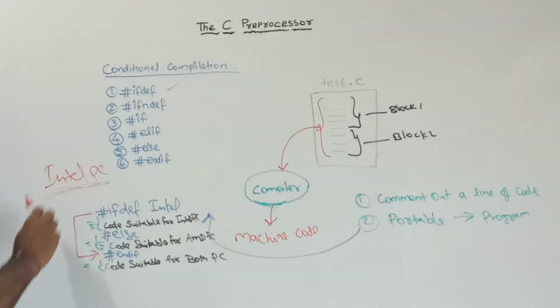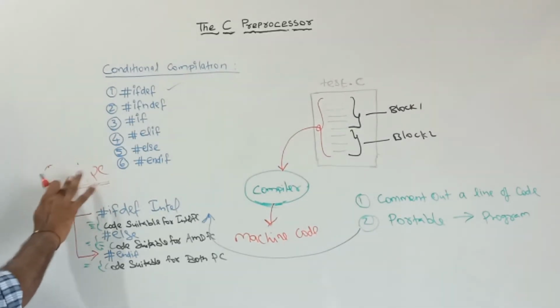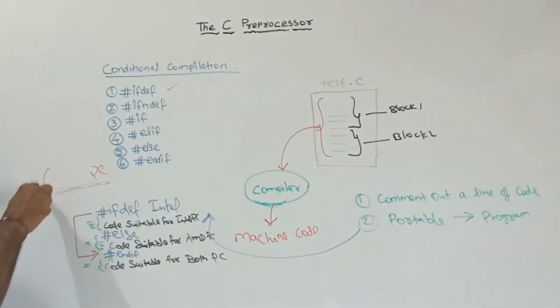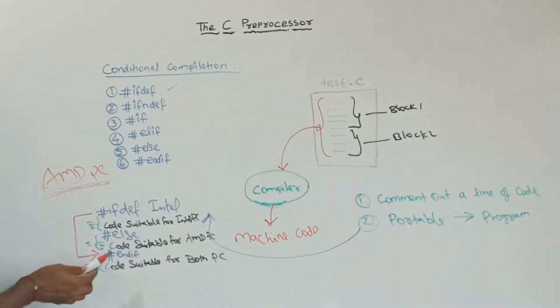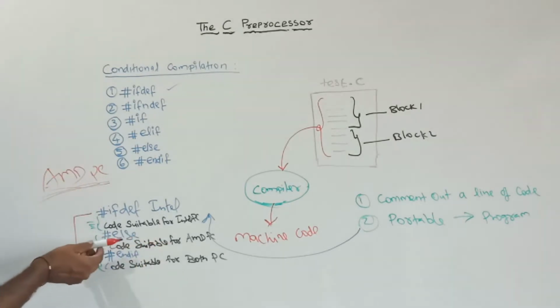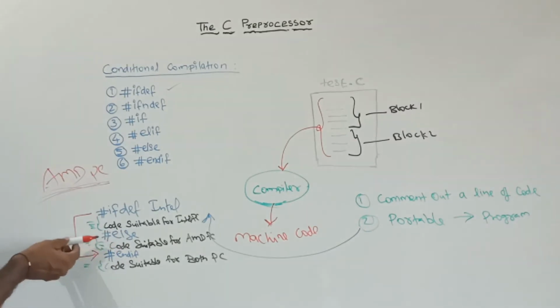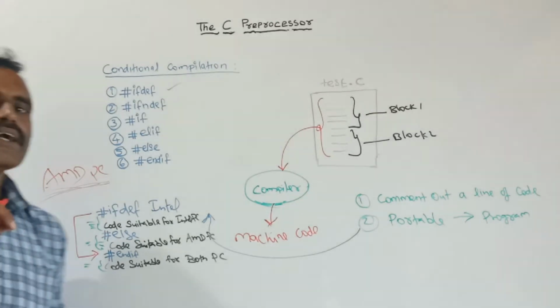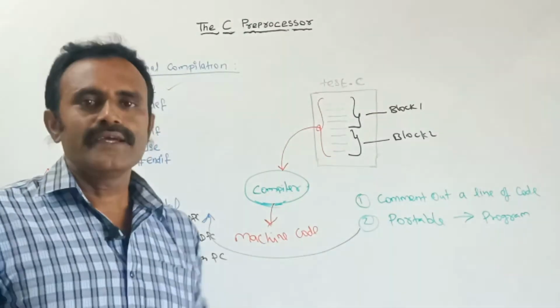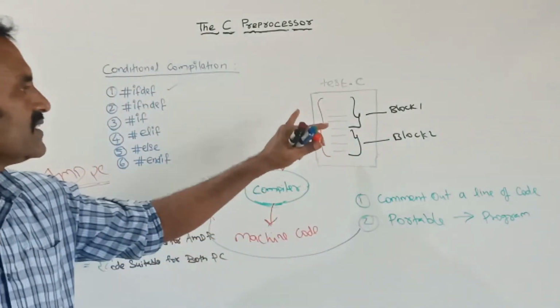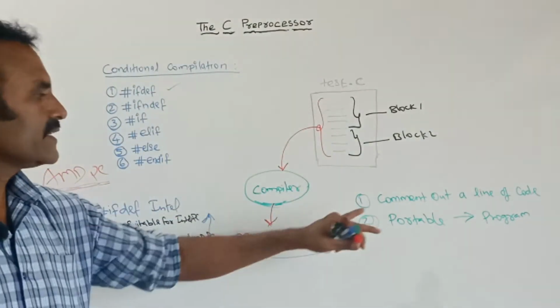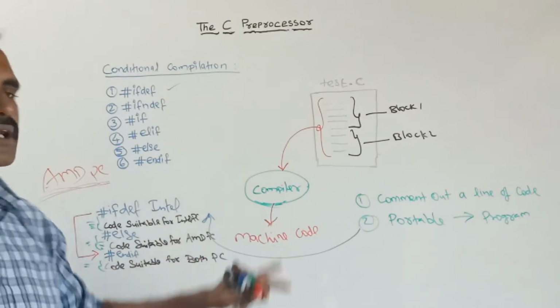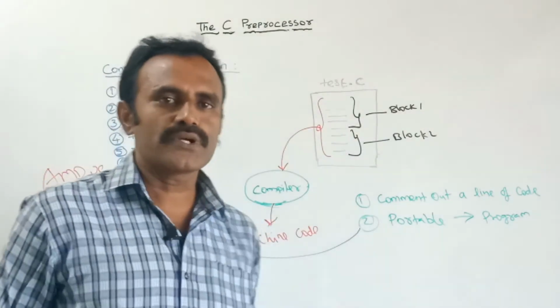Suppose I am running it on an AMD PC, here this else part, this code suitable for the AMD PC. After the else part, this set of statements and this code will be executed on the PC. So here we can run it on any computer. So this program which we are writing in C is portable. By the help of this conditional compilation, we can make it portable.